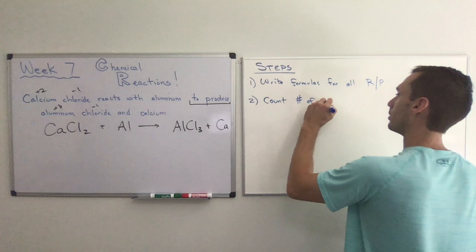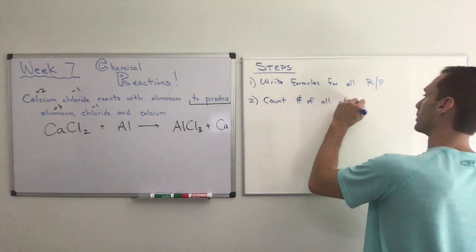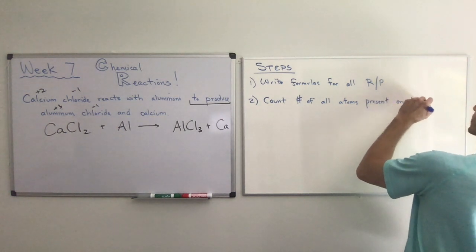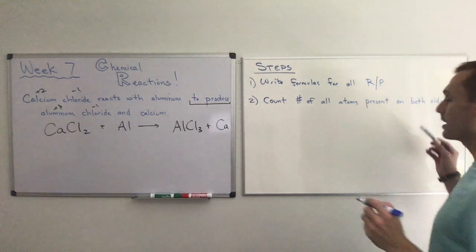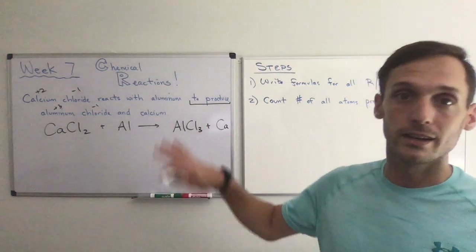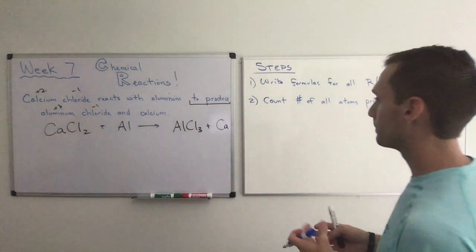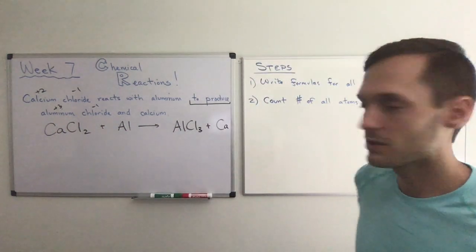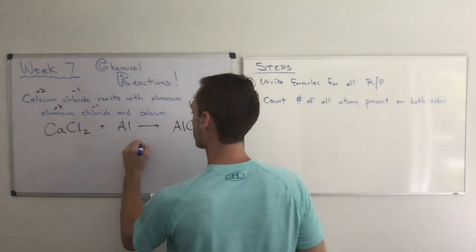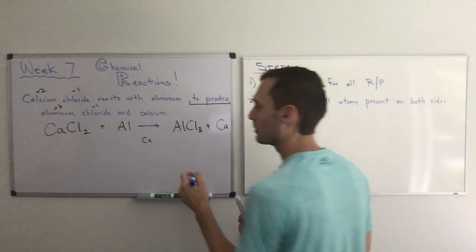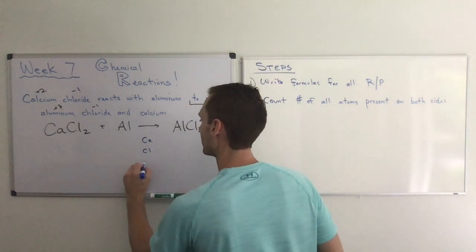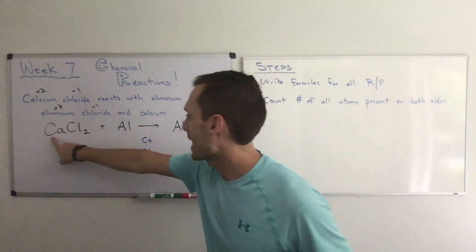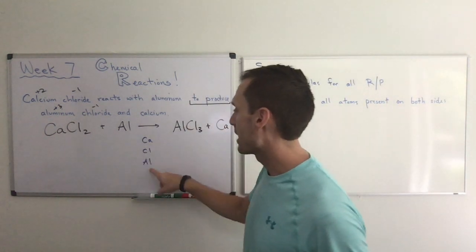the number of all atoms present on both sides. Okay, and both sides here we're just meaning on the reactant side and the product side. Okay, so this is a pretty simple equation to have to do this for. So let me just show you what to do. Basically, until you get really good at it, what I like to do is kind of make just a list down the middle of all of the elements that are present, right? We have calcium, we have chlorine, and we have aluminum.